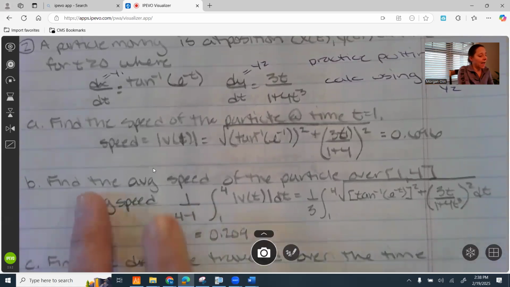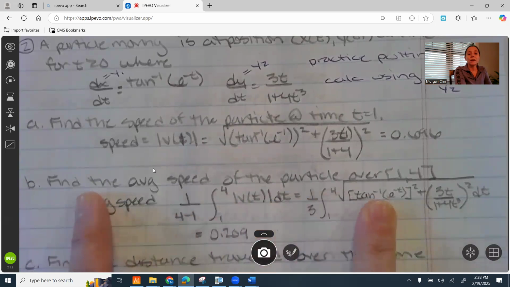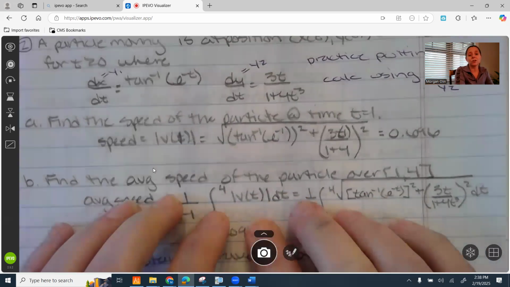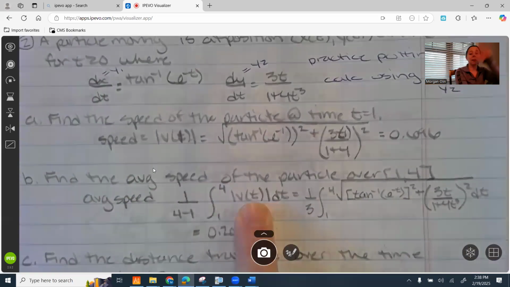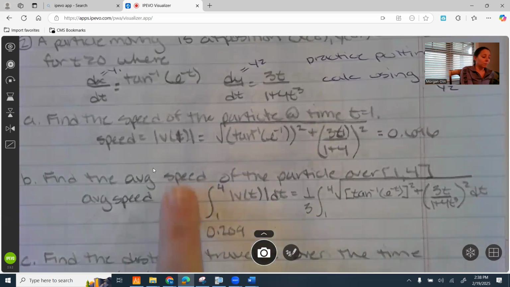Okay, now find the average speed of the particle. Now we've talked about average speed before. Okay, now think about it. If I integrate speed, it goes back to the distance. Okay, but I just want the average of speed. Well, anytime you talk about the average of something, you're dividing it by the difference of your two numbers. Okay, so that's basically what I'm doing. I'm multiplying by 1 over 4 minus 1, the difference of my bounds right here.